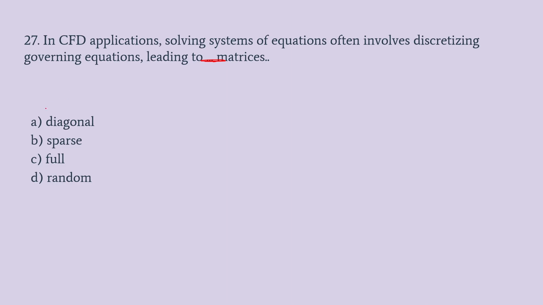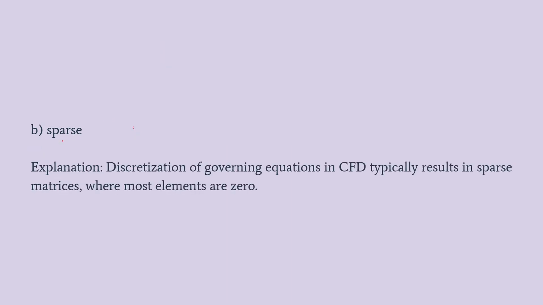Yes, option B, sparse matrices. So we have already discussed what sparse matrices are, where the number of zeros will be more than the number of non-zero elements. So mostly when we are discretizing the governing equation, it will lead to sparse matrices, from which we can convert into banded matrices. So our answer is option B, sparse.